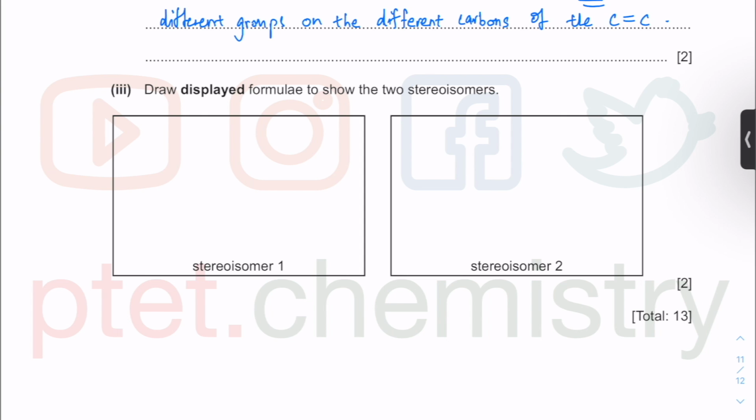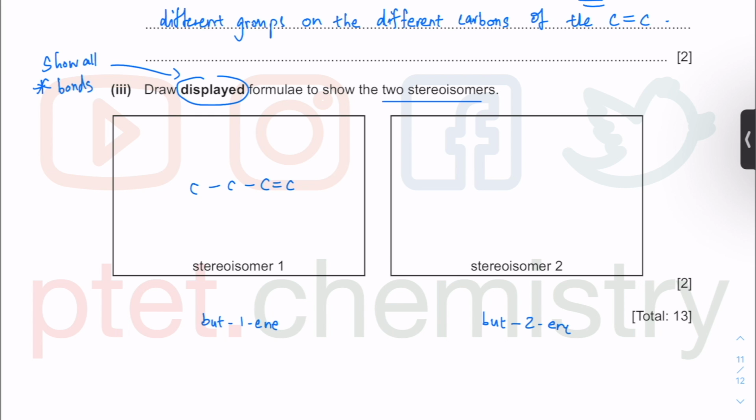Last but not least, I think that's the end of the paper and the question actually. Draw displayed formula. Displayed means show all the bonds. So do not forget that you need to show all the bonds for the displayed formula for these two stereoisomers. So remember it was but-1-ene as well as but-2-ene earlier. So I'm just going to show but-1-ene first. So carbon-carbon double bond and then like that. And then put in all the hydrogens.